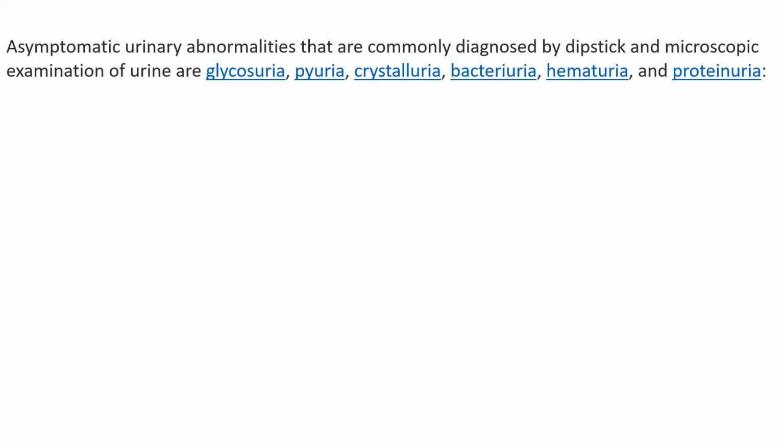Excess amount of sugar in the urine, what does that mean? Sugar means what? Glucose, isn't it? Yes, ma'am. That means you can also see excess of glucose in the urine, or excess of sugar in the urine.